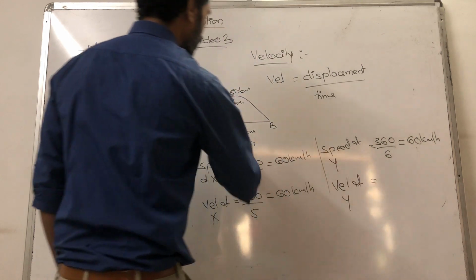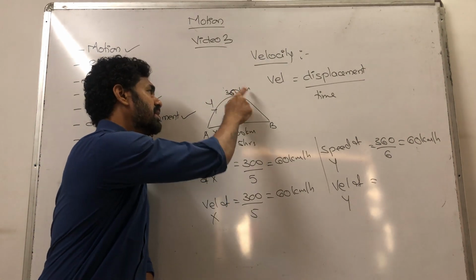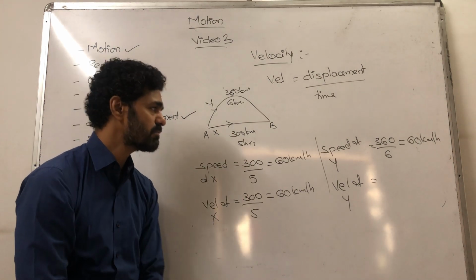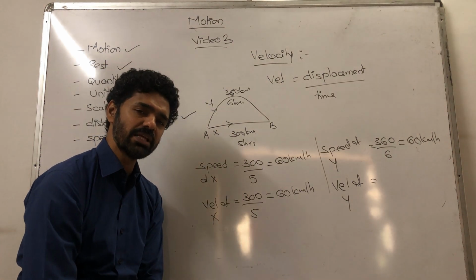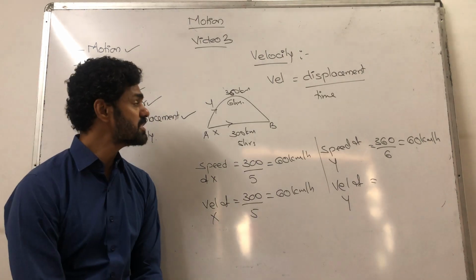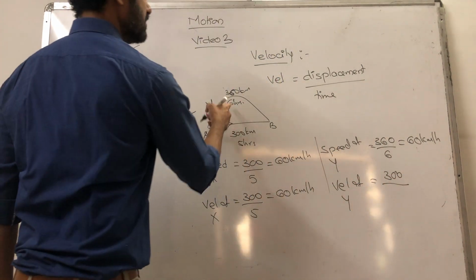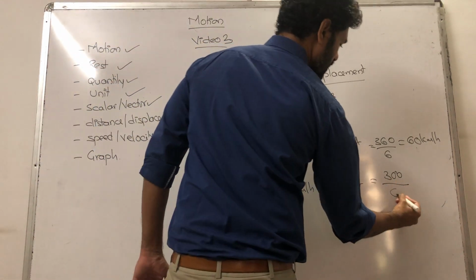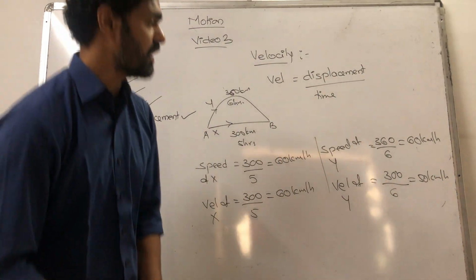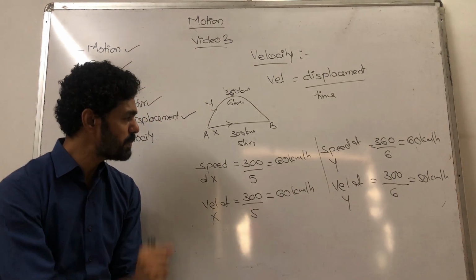Now Y followed a slightly convoluted route. So to reach from A to B, the total length of the path that Y took was 360 km. But what is the displacement? We know displacement is the shortest length between the initial and final point. So for Y, the displacement would be 300 km. But the time taken would be the same, 6 hours. So the velocity of Y is 50 km per hour. Yes, so that is how velocity differs from speed.